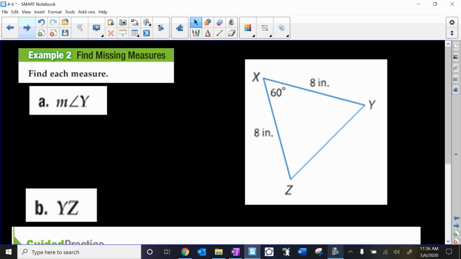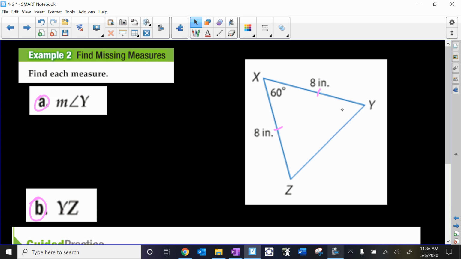So now we're going to try and find some missing measures. You're first going to have to determine whether it is isosceles or an equilateral triangle. In this case, they want us to find angle y and side yz. So if I look at this, I know for a fact that it is at least isosceles, because I know that I have a side length of 8 and 8. So I know these two side lengths are equal.